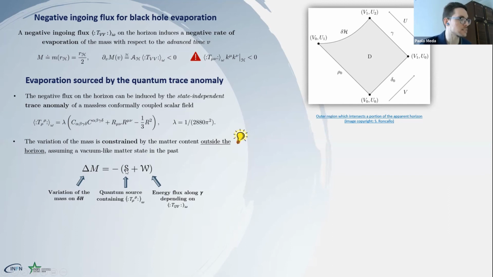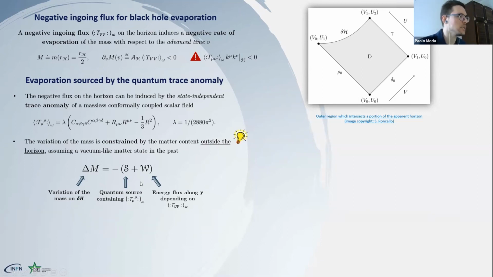In this S term, there is the trace anomaly. So in some sense, on the right-hand side, you can find the trace anomaly of your matter field that is contained inside the domain D. Moreover, you also have an energy flux term that is evaluated on this hypersurface gamma, and this energy flux depends on the UV component of T. So we can say that the mass is balanced by these two terms.